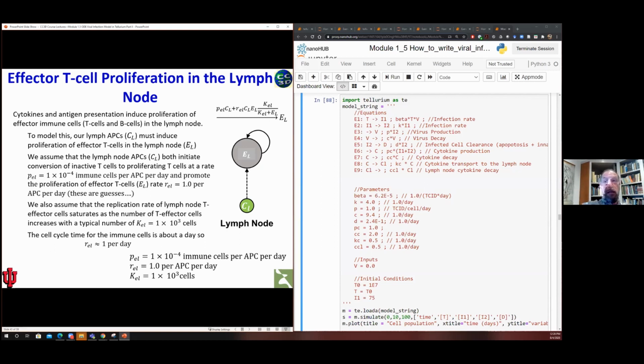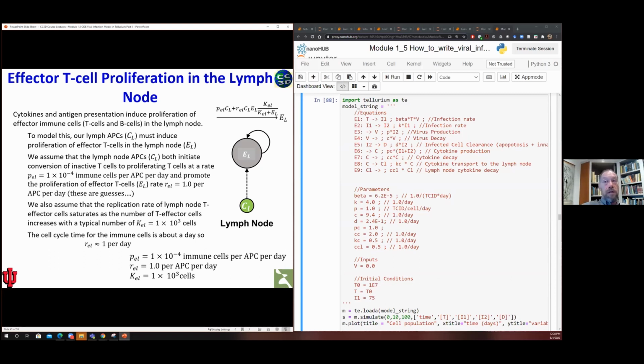And we're going to say that the immune cell production is also dependent on the amount of antigen presenting cells. In this case, it really probably is more the cytokine level than the antigen presenting cells. We're mixing the cytokine and antigen presenting cells in our CL term. And here we really are pretty much guessing about what's going on. We're going to say that our KEL, the saturation for our immune cells, is about 1,000 in our lymph node, our simulated lymph node. We do know the cell cycle time, it's about a day.